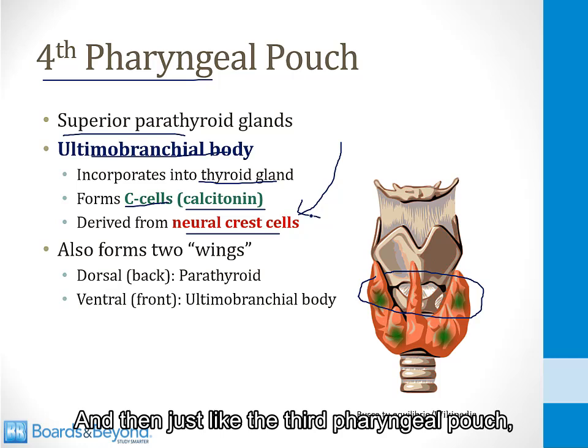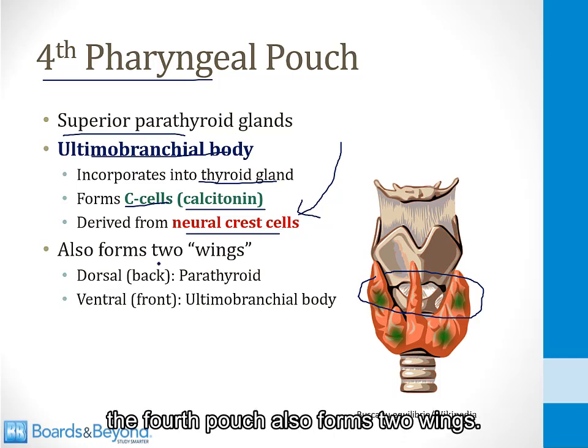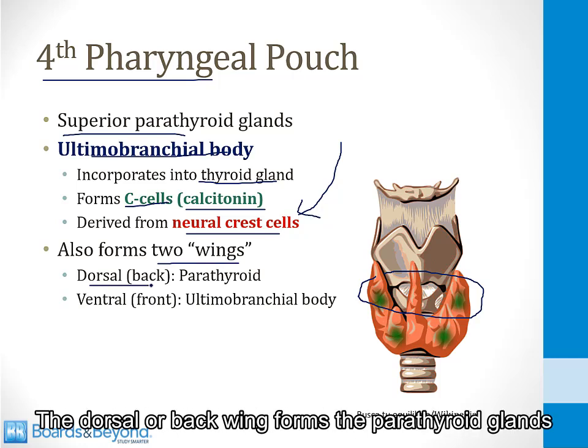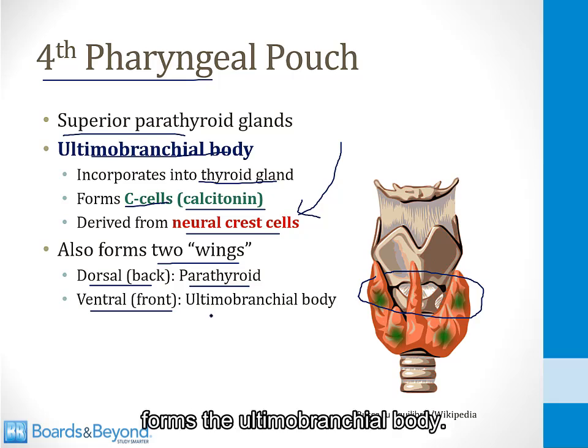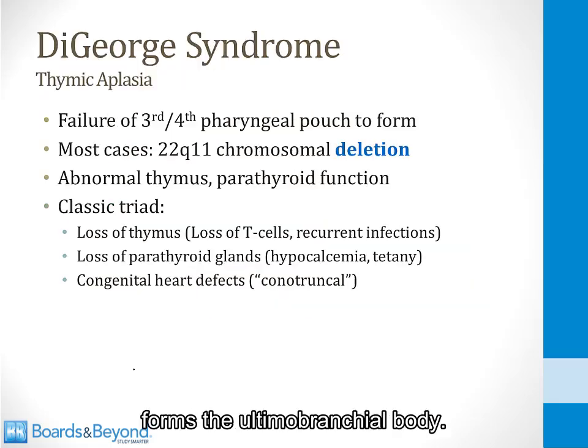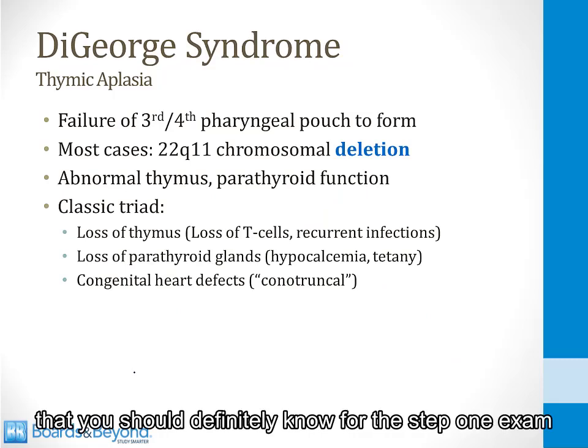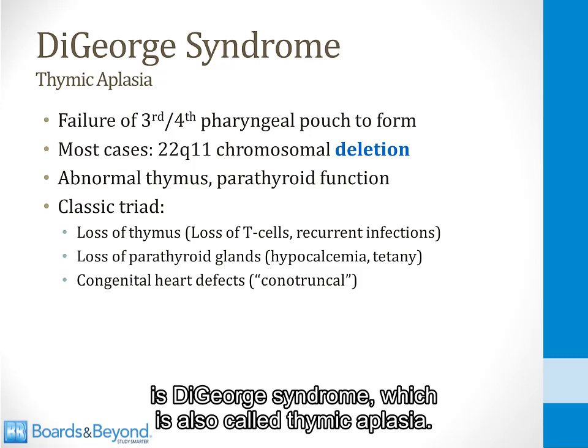And then just like the third pharyngeal pouch, the fourth pouch also forms 2 wings. The dorsal or back wing forms the parathyroid glands, and the ventral or front wing forms the ultimobronchial body. The most important clinical correlation of the pharyngeal pouches that you should definitely know for the Step 1 exam is DiGeorge syndrome, which is also called thymic aplasia.